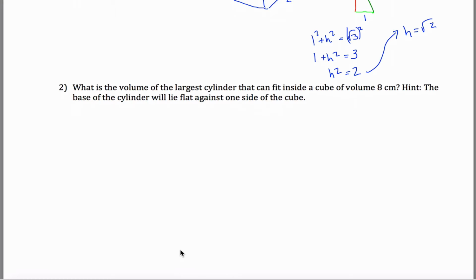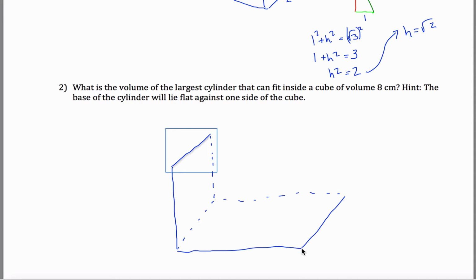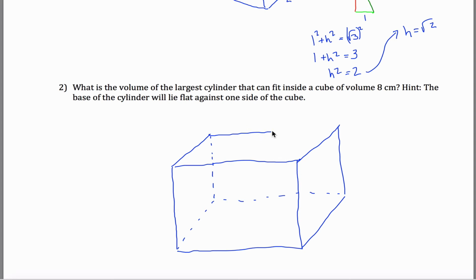Okay, it might help to draw a picture. Here's a cube. Guess that's the base of the cube. This is all in the background. And this is up in the foreground. As is this. And this. All right, so there's a cube. Not a bad looking cube if I do say so myself.